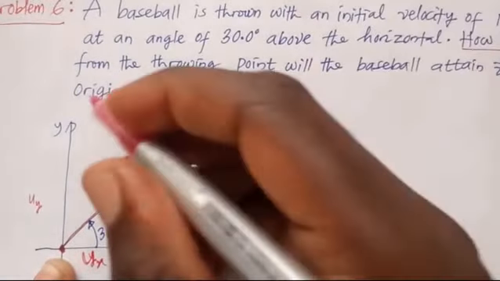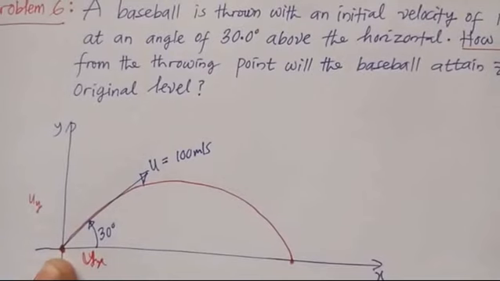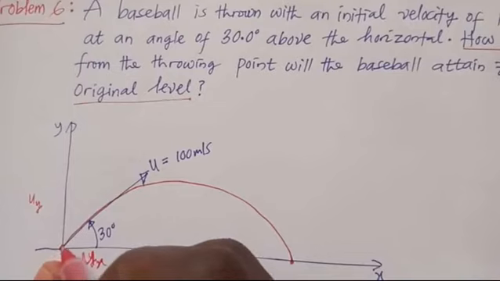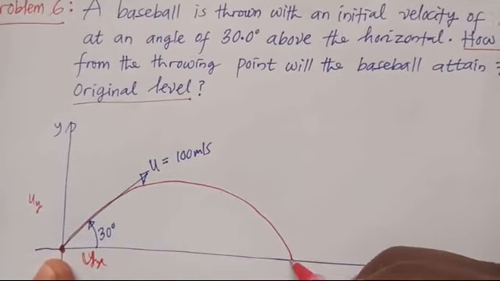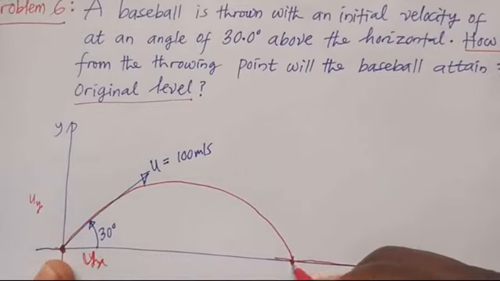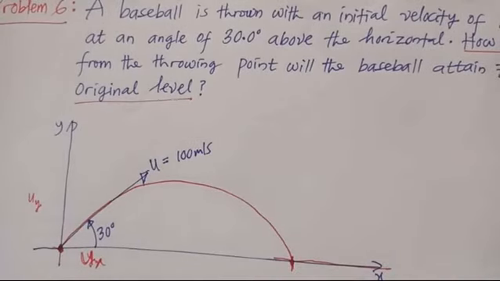How far has to do with distance. So they want to know the distance of the baseball from the throwing point. At the end of the day, where is the original level? This is the original level. So if it strikes here, it has come back to the original level. Can you see? So how far is it from the throwing point that the baseball will attain its original level?